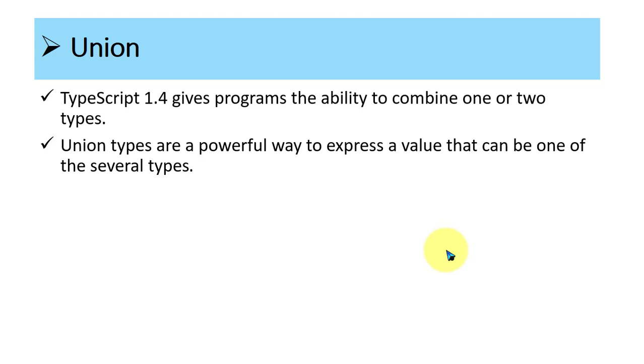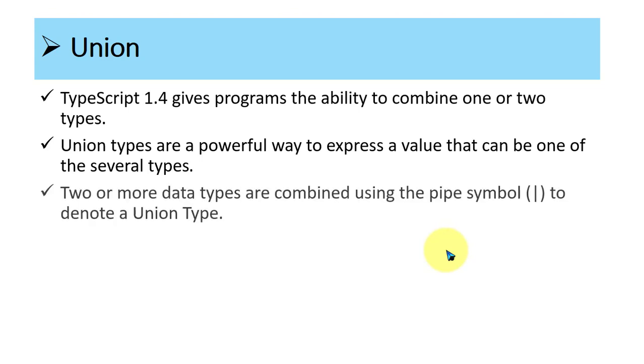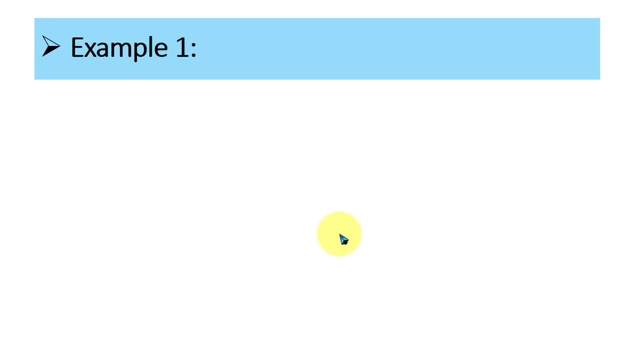For example, suppose I declare a variable of type number, or I want to store a string into that variable. So either a number or a string I want to store as a value, and I can express that with the help of a union. How to do this? For that, the pipe symbol, or you can say the OR symbol, is used to combine two or more data types in a union. Okay, so we will see one example on the union.